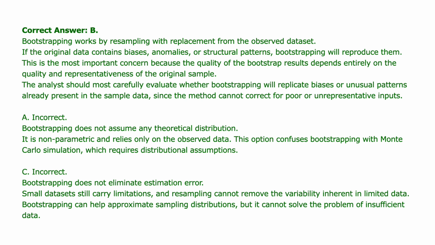Bootstrapping may reproduce biases or unusual patterns already present in the sample data. Since it resamples with replacement from the observed dataset, any anomalies or structural issues in the data will be carried forward. Option A is wrong because bootstrapping does not assume normality. That's Monte Carlo. And option C is wrong because bootstrapping does not eliminate estimation error. Small datasets still carry limitations.